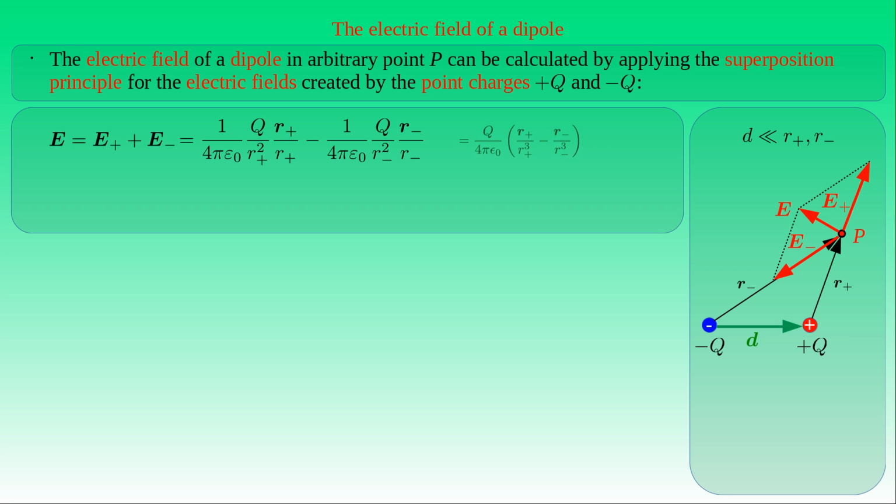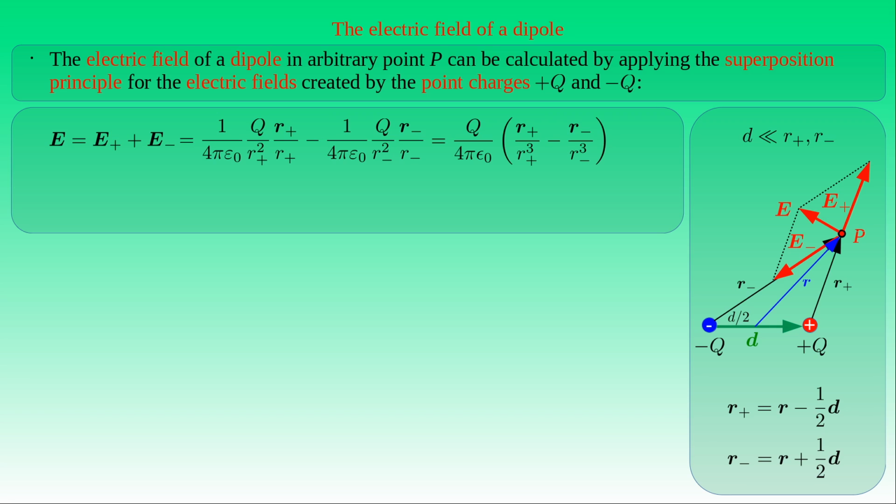Then we have q over 4 pi times epsilon naught, times the vector r sub plus divided by r sub plus cubed, minus the vector r sub minus divided by r sub minus cubed. Our aim is to express the distances in this formula in terms of the distance r of the point P from the center of the dipole. If the vector r points from the center to the point P, then the vector r sub plus can be written as the vector r minus 1 over 2 times the vector d. Similarly, the vector r sub minus will be the vector sum of the vector r and 1 over 2 times the vector d.